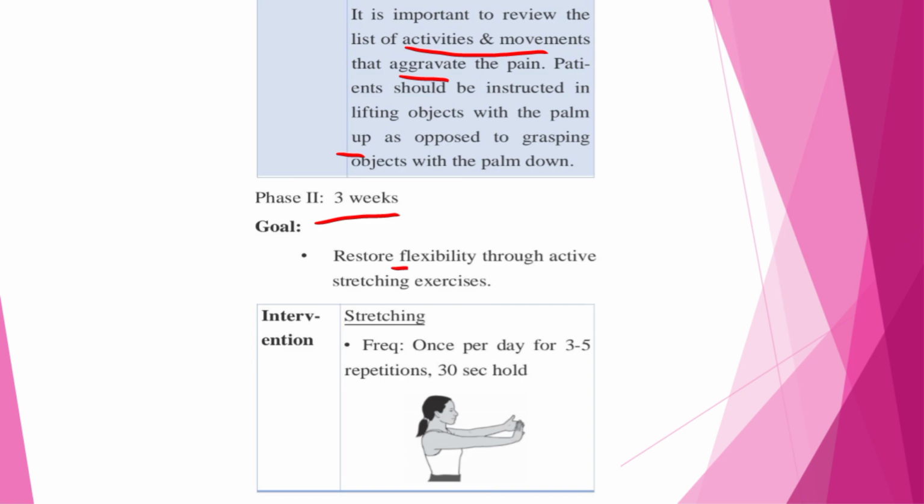In phase 2, at 3 weeks, the goal is to restore flexibility through active stretching exercises, the same as in lateral epicondylitis. In this phase we do stretching exercises once per day for 3 to 5 repetitions with a 30-second hold. This is the picture you can see.